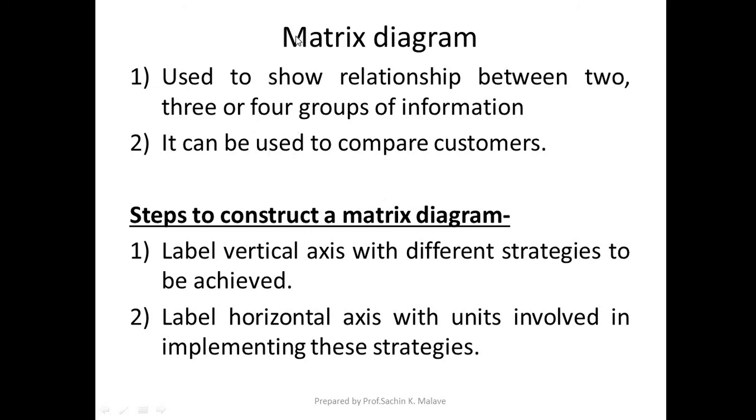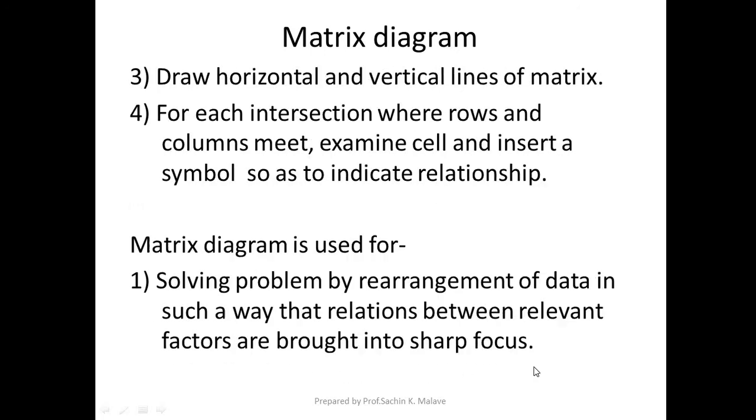The same information is used to show the relationship between 2, 3 or 4 groups of information. It can be used to compare customers also. Steps to construct: label the vertical axis with the different strategies to be achieved, that is, the objectives. Label the horizontal axis with units involved in implementing these strategies, that is, the actions to be taken.